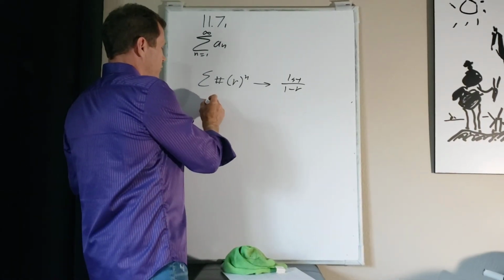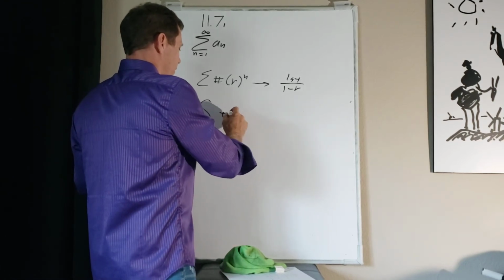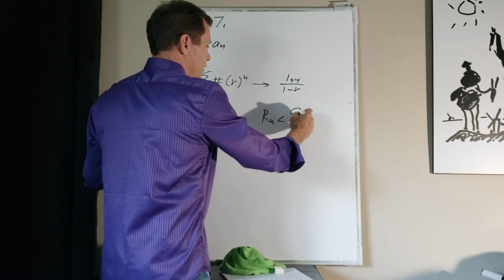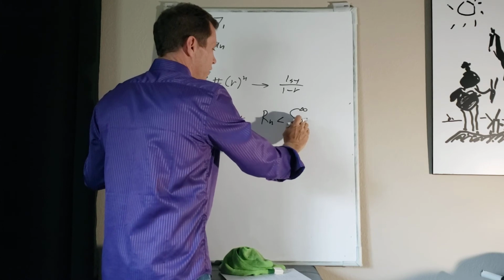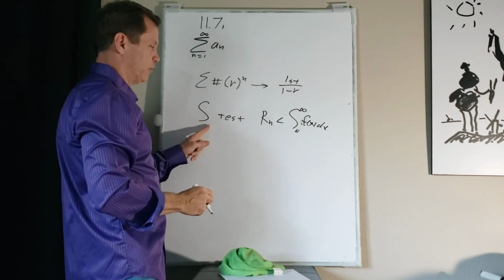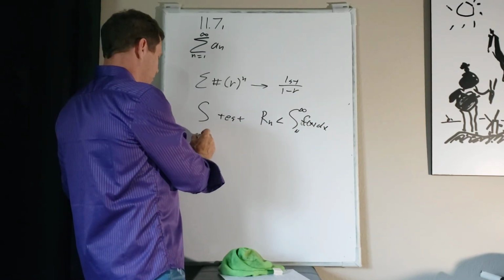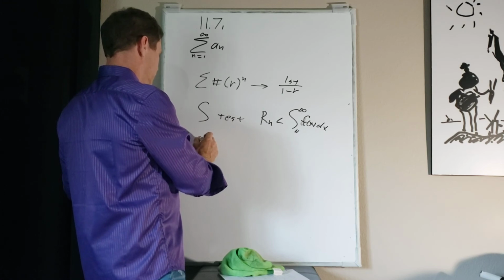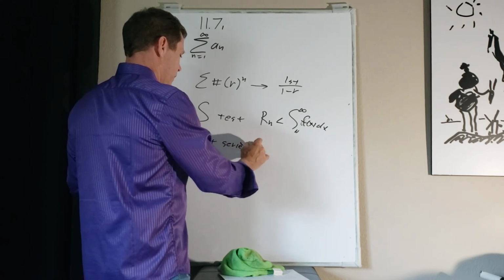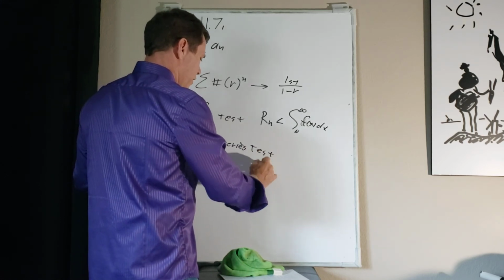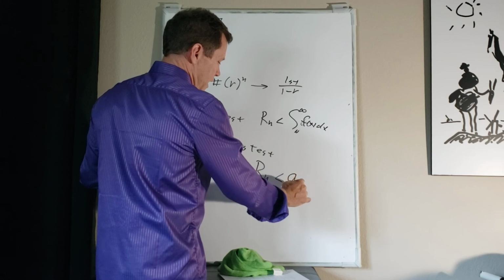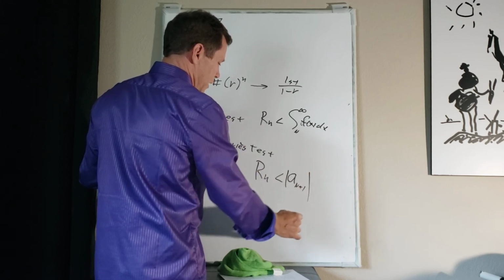If I showed that it converges using an integral test, I know that the remainder is less than the integral from n to infinity of f of x dx, where f of x was the function that you used in the integral test. If I use the alternating series test, then you know that R_n is less than a_(n+1) in absolute value.